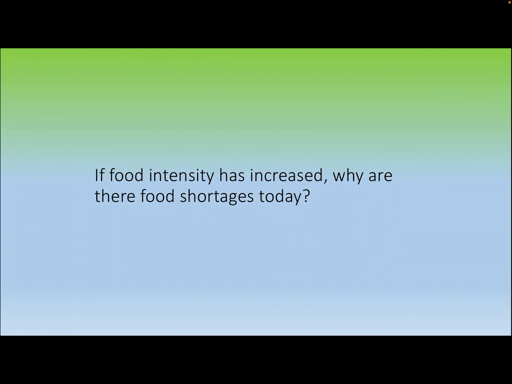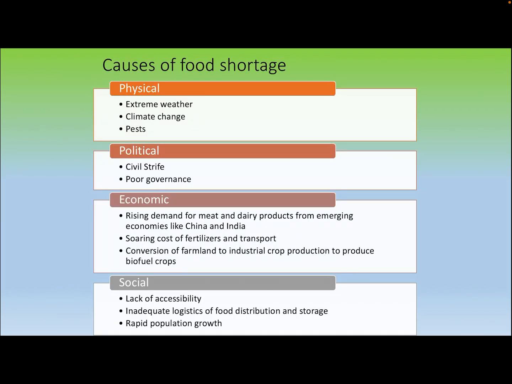So moving on to the final bit of this package, if we are all in agreement that food intensity has increased food yield, why are there still food shortages then? Okay, so what are the causes of food shortages? Now there are four main areas that we can look at in terms of what causes food shortages: physical, political, economic, and social factors. Similarly, when you look at health and disease in the next chapter, you will also be revolving around these four main categories of factors.